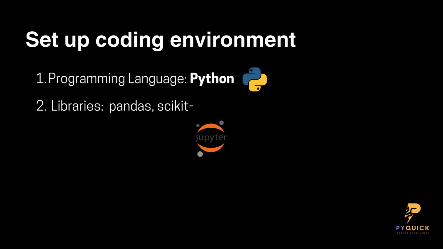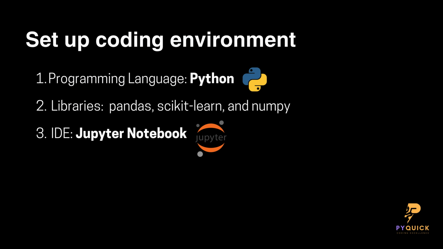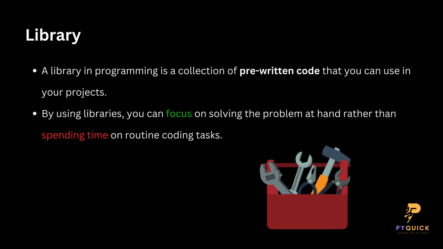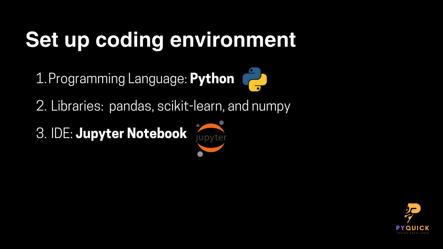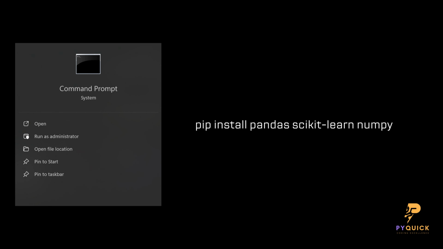First things first, let's set up our coding environment. We'll be using Python and some essential libraries like pandas, scikit-learn, and numpy. A library in programming is a collection of pre-written code that you can use in your projects. Think of it as a toolbox filled with ready-made tools that help you perform specific tasks without writing the code from scratch. If you haven't installed these yet, run this command in your terminal.